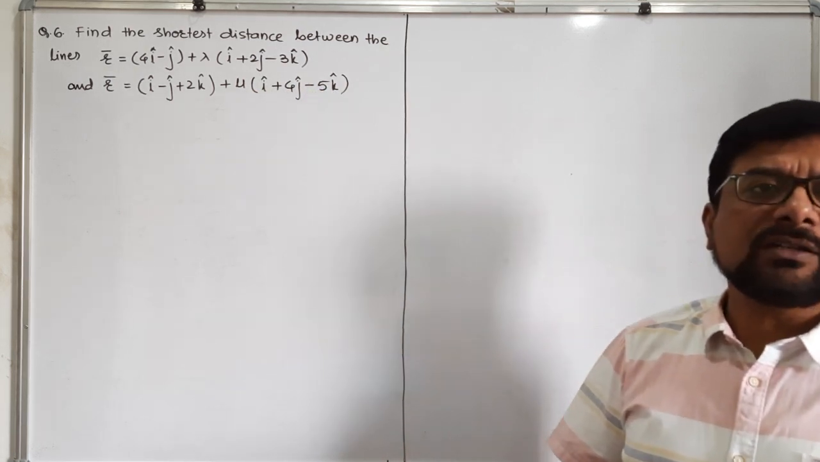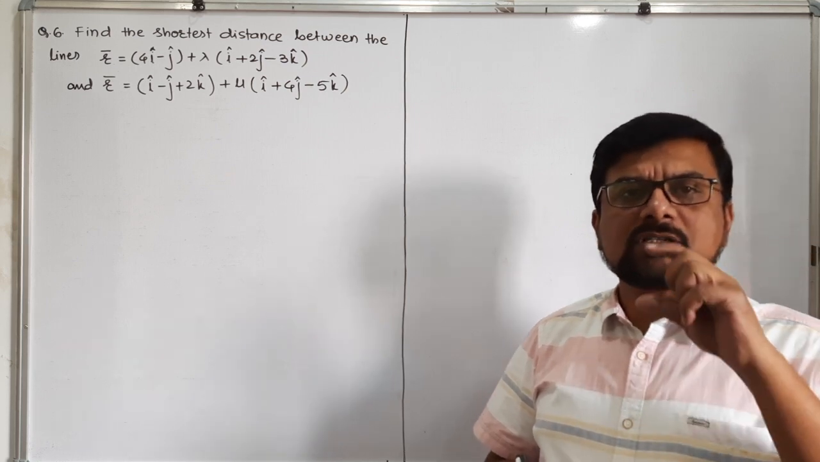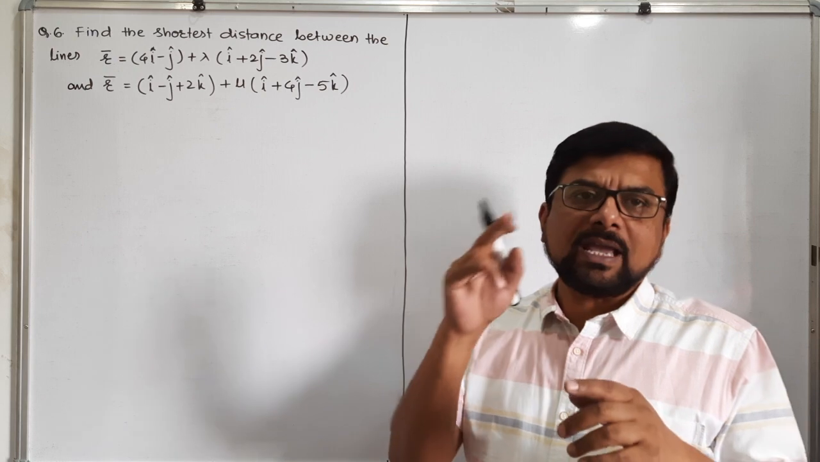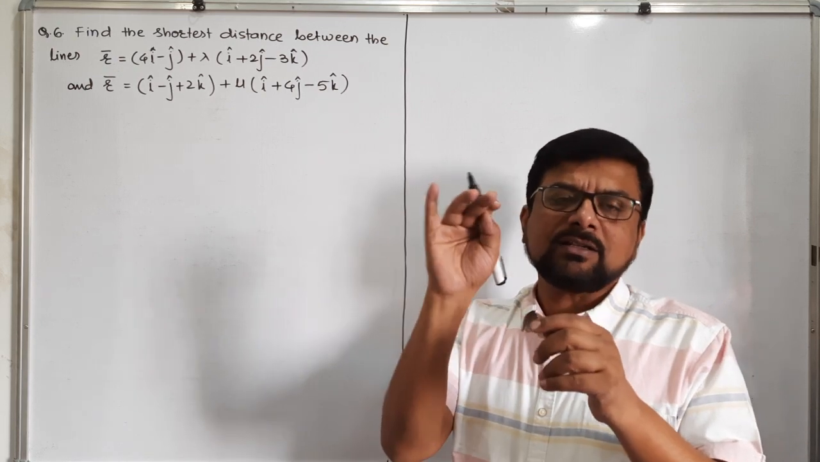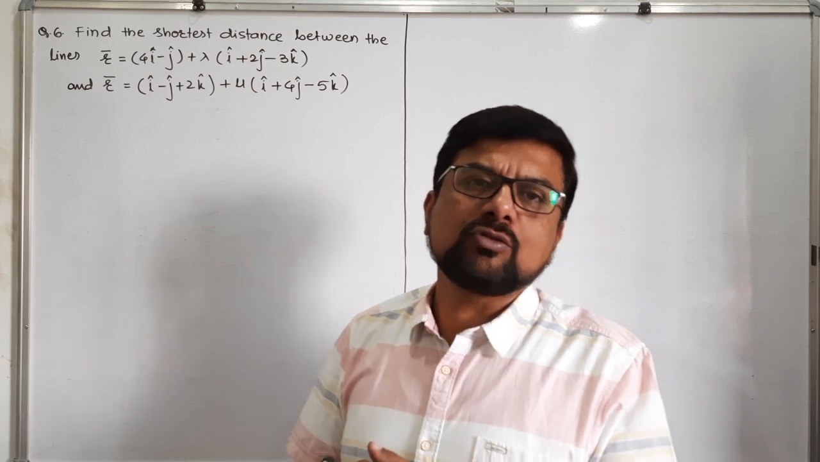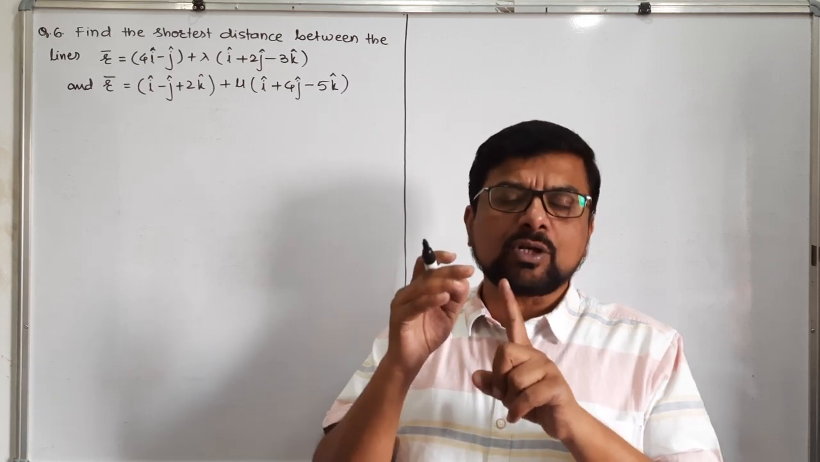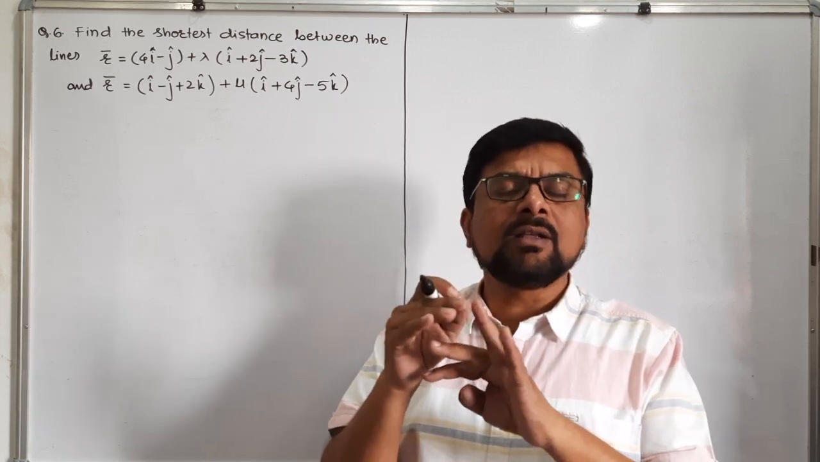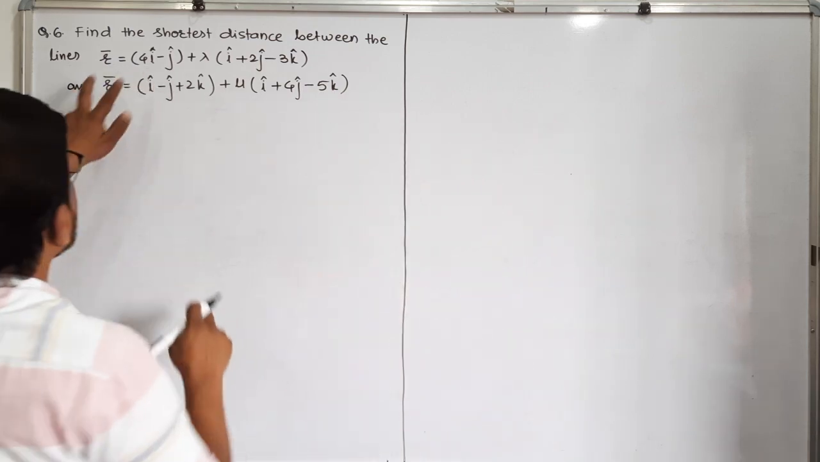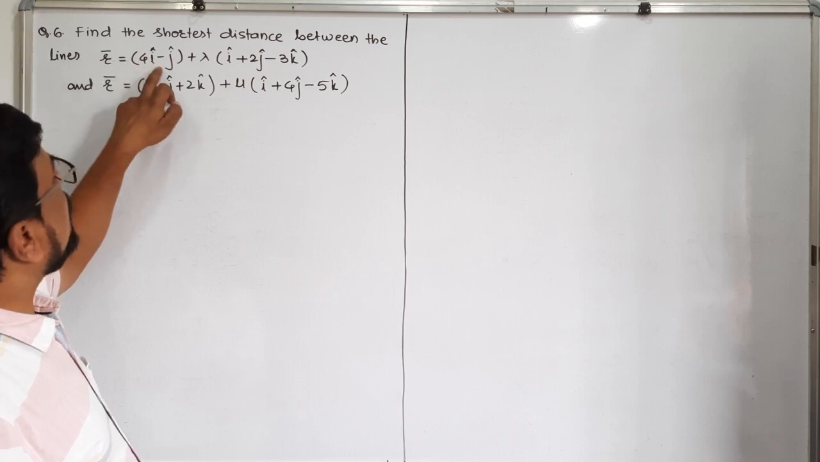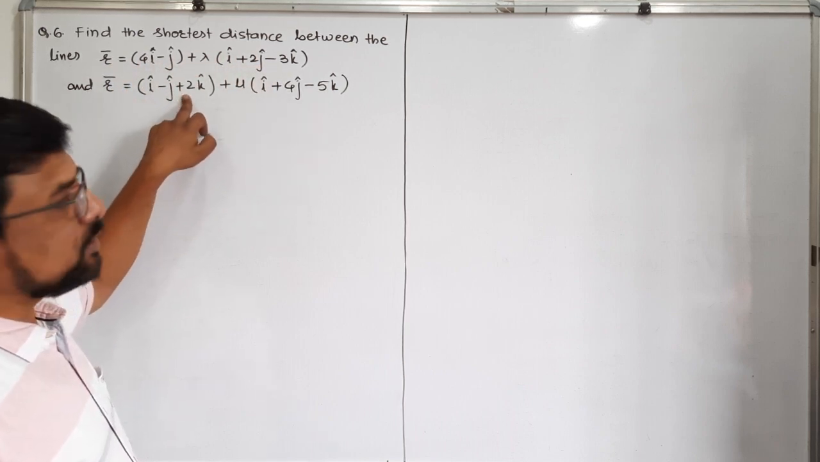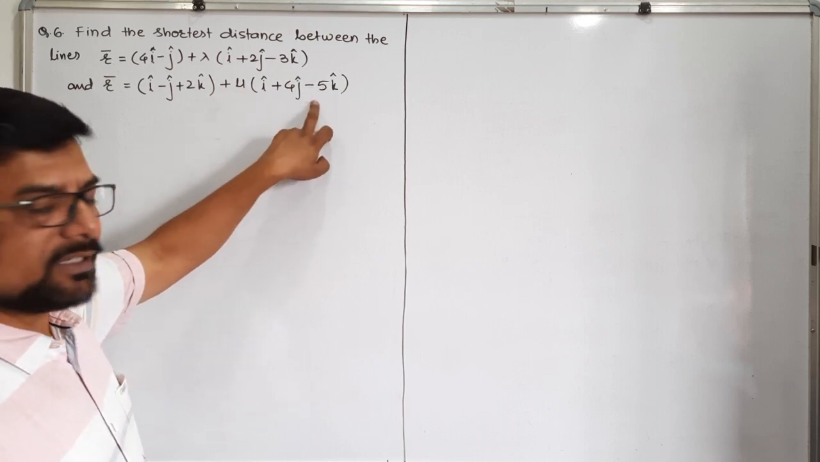Now we know that the formula to find the shortest distance between two lines is given by magnitude of (a2 minus a1 vector) dot (b1 cross b2) upon magnitude of b1 cross b2. Here we are going to find b1 vector, b2 vector and a1 vector, a2 vector first. Considering this line as r vector is equal to a1 plus lambda into b1 and this line as r vector is equal to a2 plus mu into b2 vector.